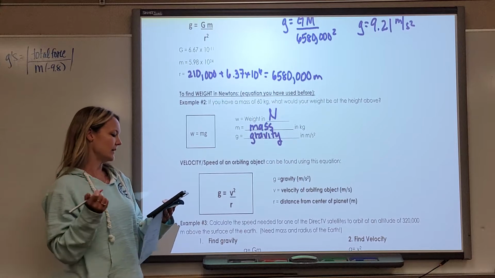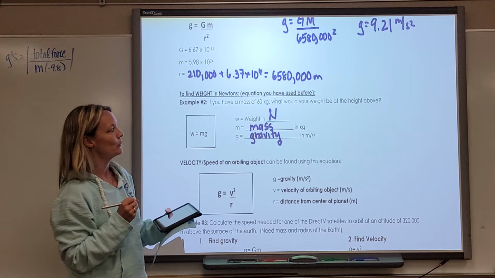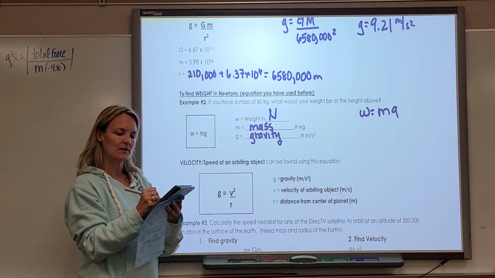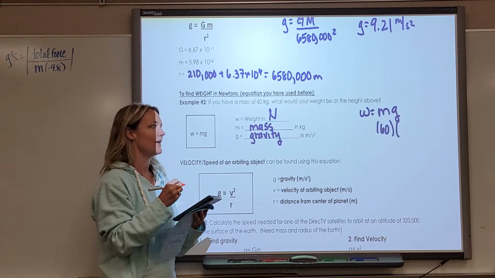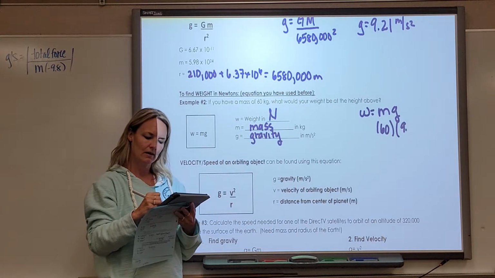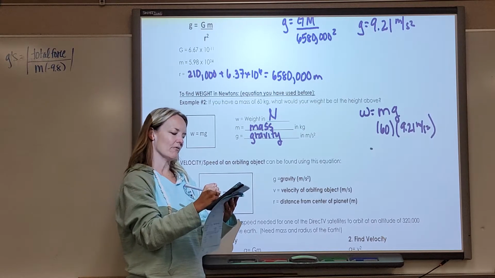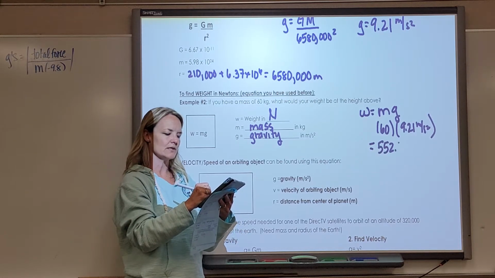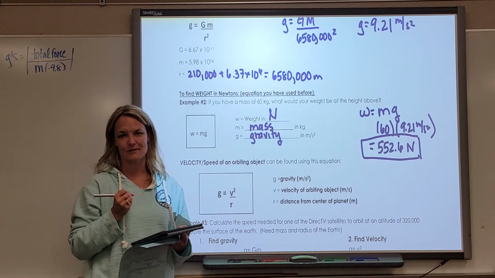Example number 2: if you have a mass of 60 kilograms, what would be your weight at the height above? Well, weight is mass times gravity. My mass is 60 kilograms. I'm going to multiply that by the gravity that I just calculated, the 9.21. And if I multiply those two together, I find my weight to be almost 553. I get like 552.6. And weight is always in newtons when you use the equation in the metric system.